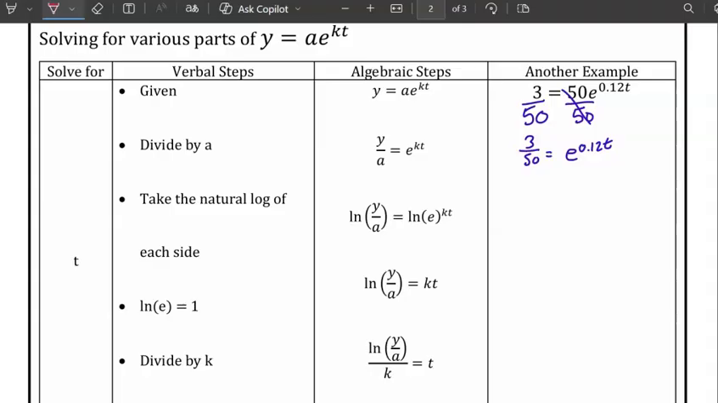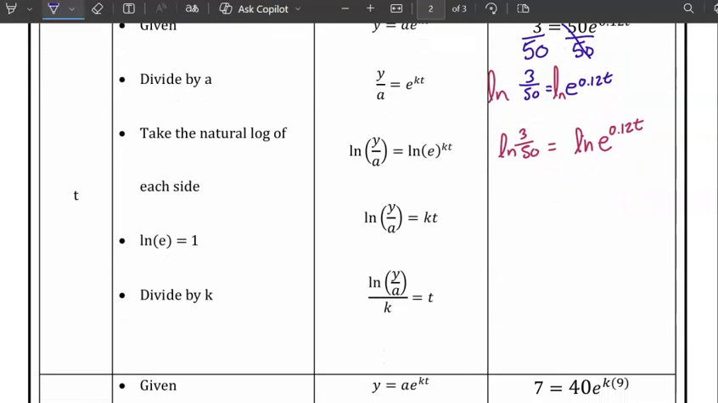For the next step, we're going to take the natural log of each side to get rid of the e. Then we have ln of 3 over 50 equals ln of e to the 0.12 t. We have the property that ln e equals 1. So we can rewrite this as ln of 3 over 50 equals 0.12 times t.